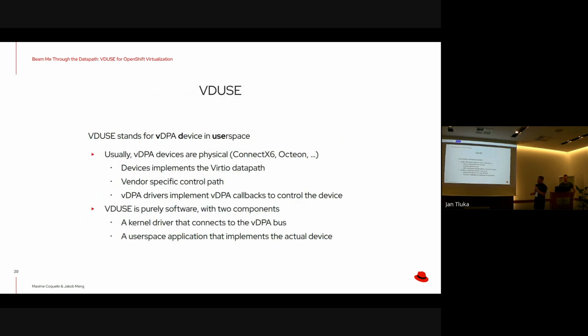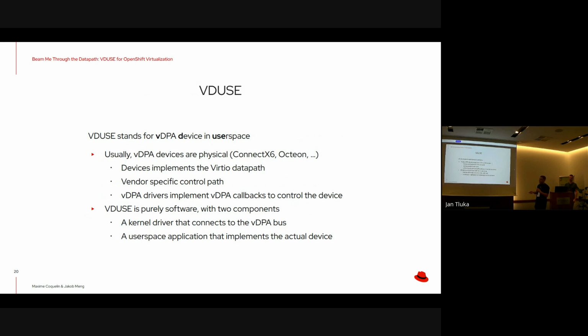And that's where we bring VDUSE. VDUSE stands for vDPA device in user space. At the origin of vDPA, it was only meant for physical devices. For example, you have NICs from Mellanox or Marvell that support vDPA. A vDPA device is a device that implements the VirtIO specification for its data path, but for the control path, it can remain vendor specific.